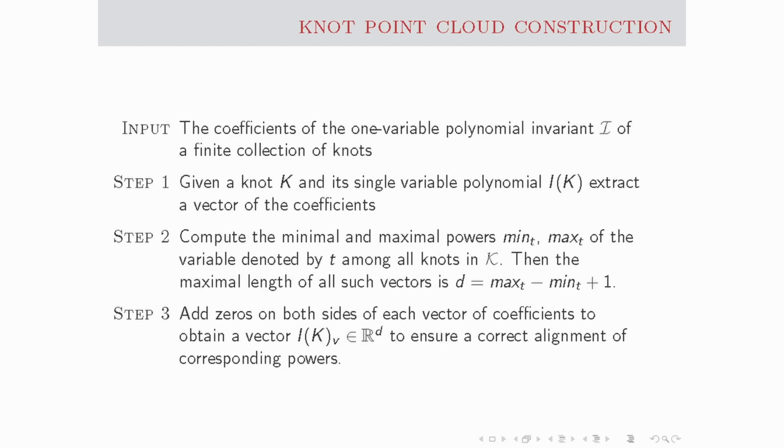Okay, so how do you construct a point cloud from knot invariants? I'm going to show you a knot point cloud construction from a polynomial invariant. A polynomial invariant is a one-variable polynomial that has integer coefficients. So basically what we're going to do, we're going to take the coefficients and just flatten it in a vector. We're going to compute the minimal and maximum powers over all knots, augment with zeros on both sides, and that's our point cloud.